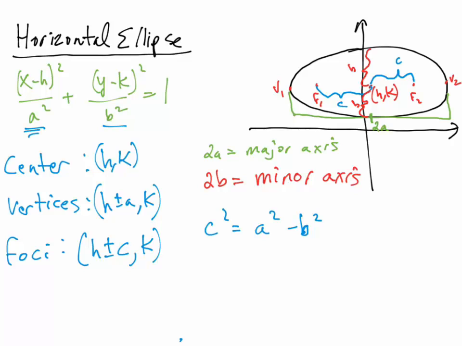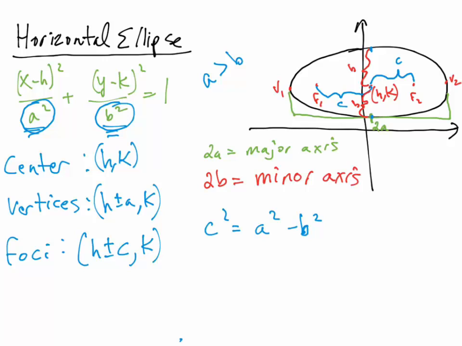So we have a squared here and b squared. We know that a is always going to be larger than b. Okay, so a is the distance from the center to each vertex. B is the distance from the center to, like, the minor vertex or that short distance to the edge. So a is always bigger, so when we have the bigger denominator under the x term, that's when we have a horizontal ellipse.